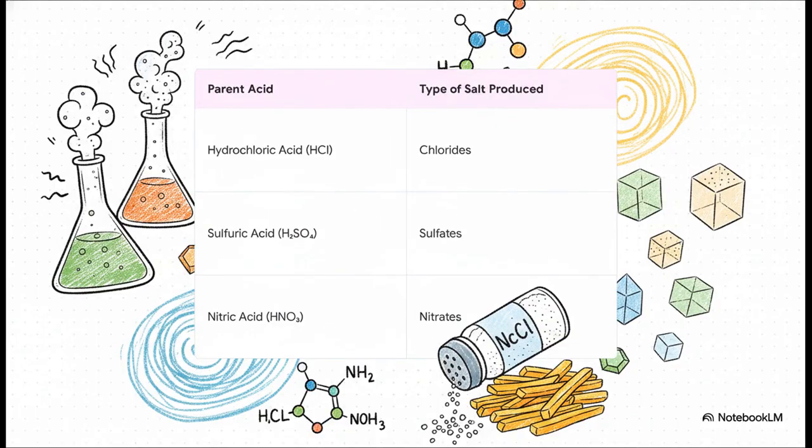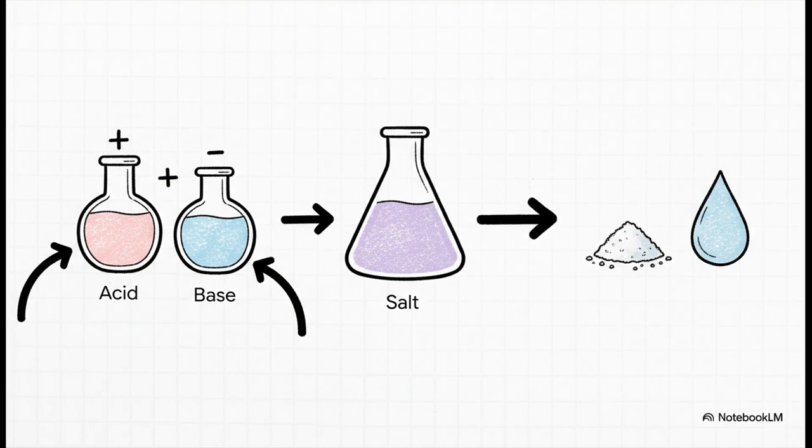Now, here's something that might surprise you. When a chemist says salt, they're not just talking about the stuff you put on your food. It's a whole family of compounds. And the specific kind of salt you get all depends on which acid you start with. So if you use hydrochloric acid, you get chlorides. If you use sulfuric acid, you get sulfates. Nitric acid, you get nitrates. See the pattern?